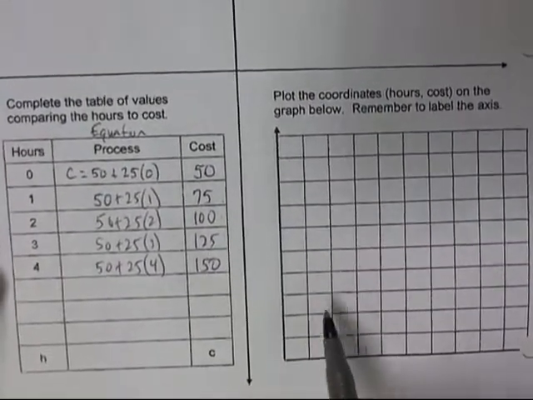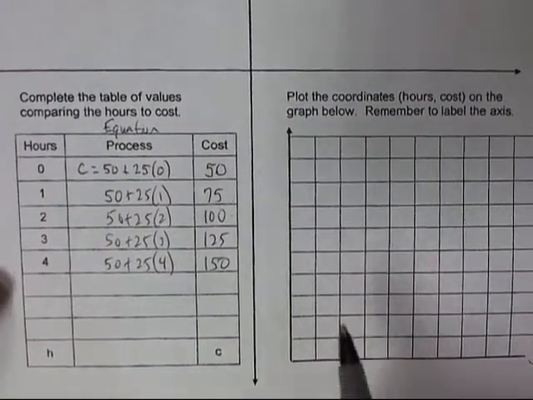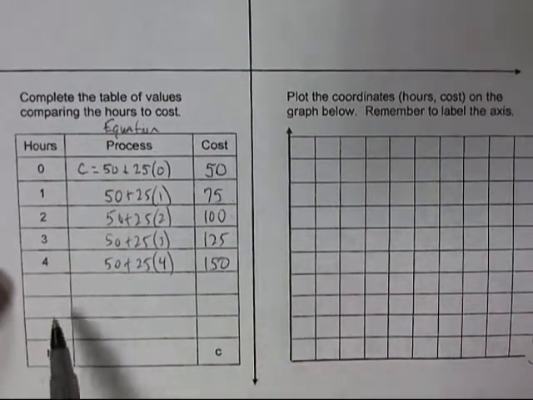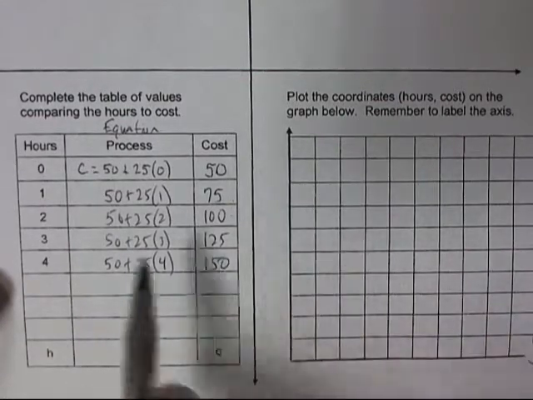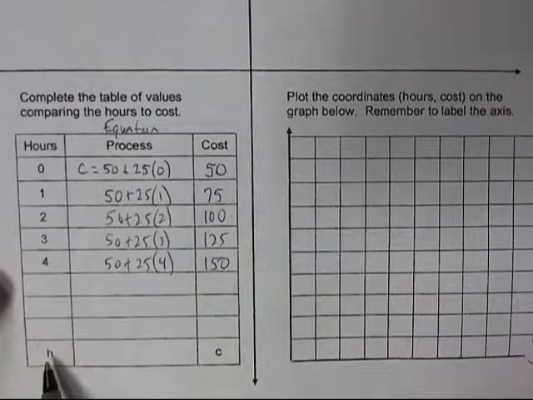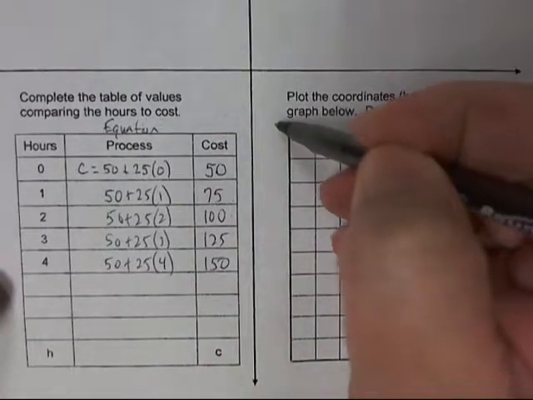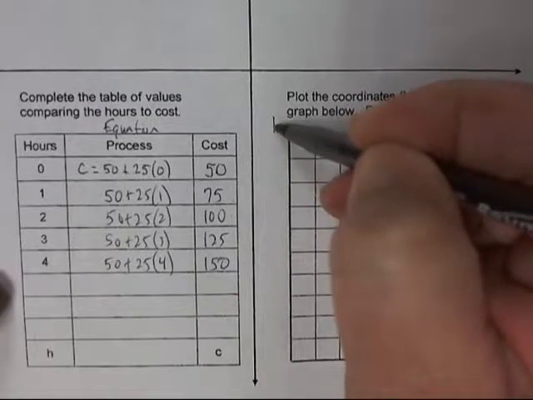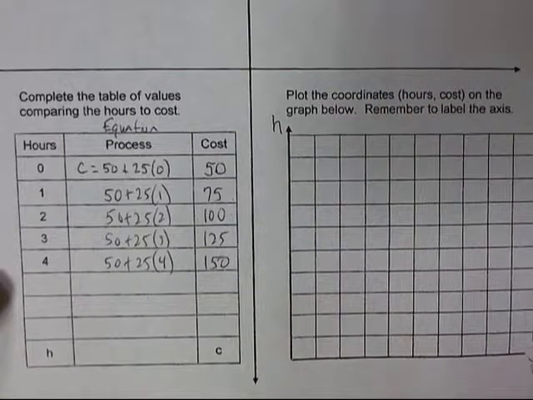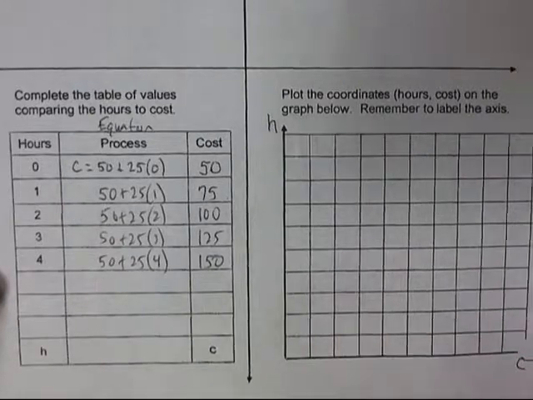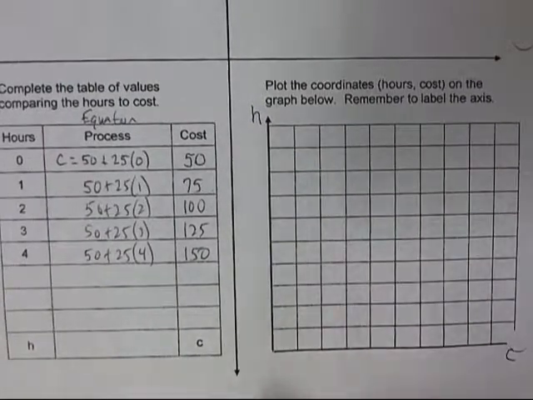Now we need to look at the bottom right-hand corner and plot our coordinates using hours and cost. I'm going to set up my y-axis as hours and my x-axis as cost. You don't have to set it up that way. You could set it up the reverse way. And now I want you to create your ordered pair values.